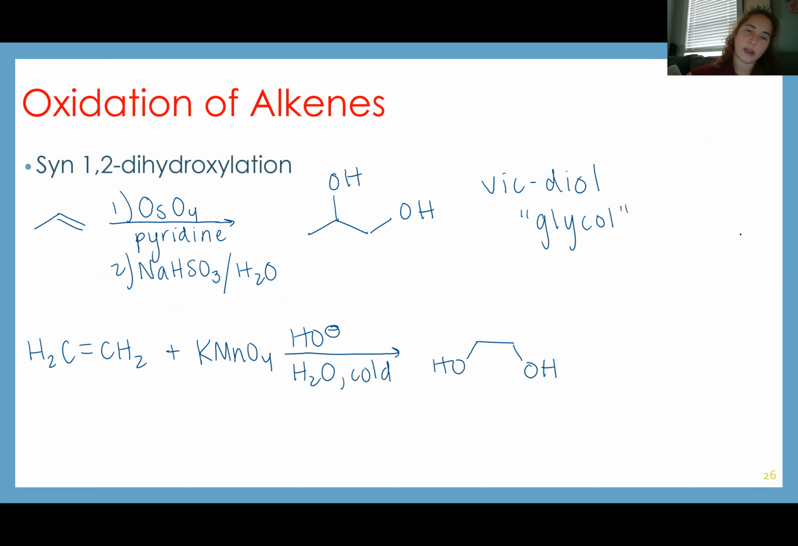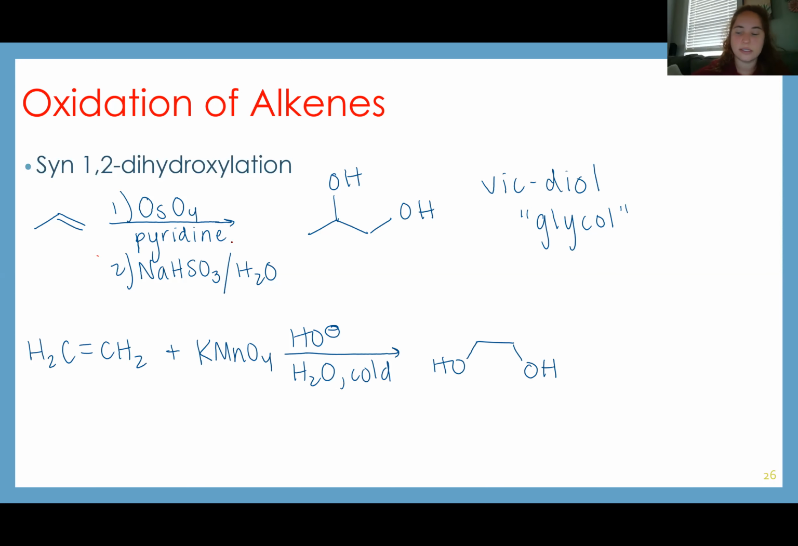Okay, we also have some reactions that are oxidations of alkenes. You can react an alkene with osmium tetroxide and pyridine. And notice this is a stepwise reaction again. We have step 1, step 2. And then you follow it with sodium hydrogen sulfite in water, and you end up with a vicinal diol, or a glycol.